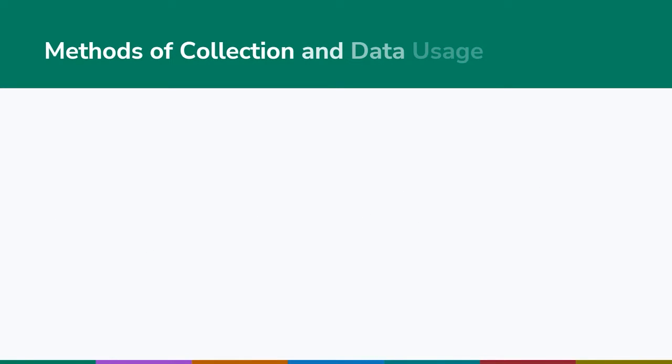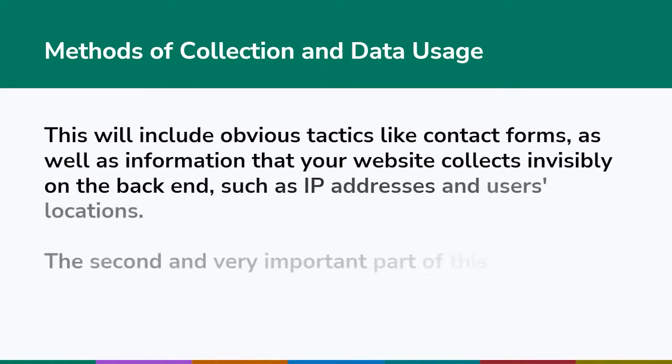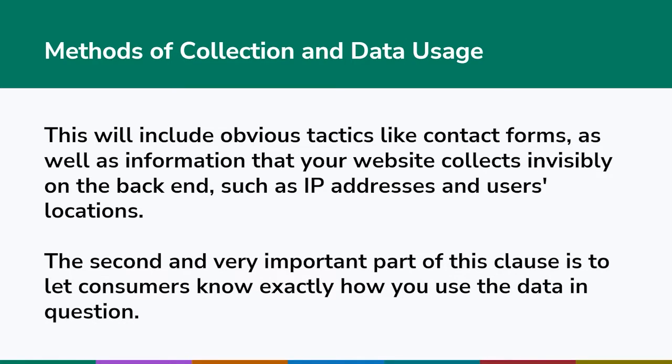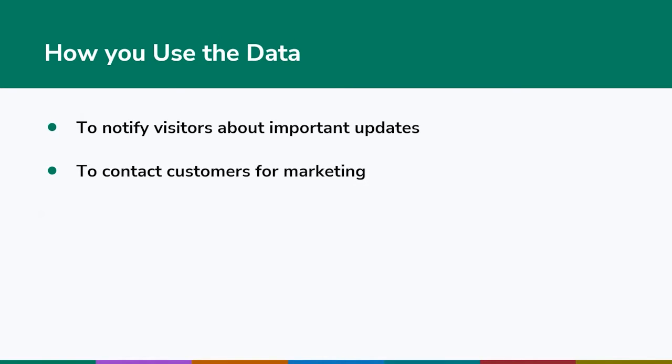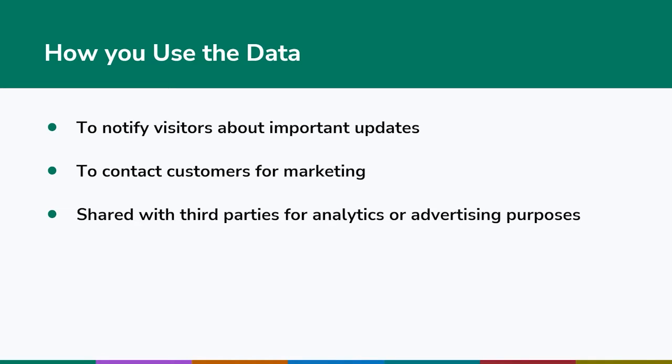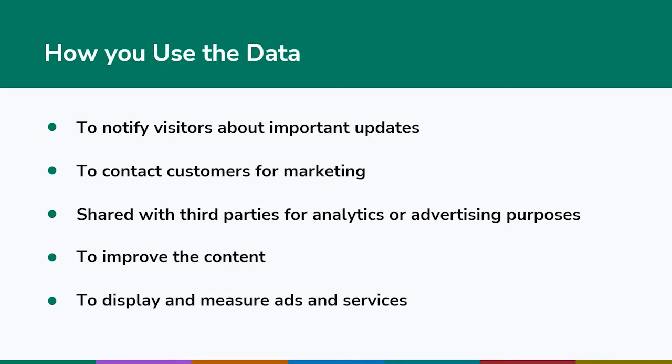Methods of collection and data usage. This will include obvious tactics like contact forms, as well as information that your website collects invisibly on the back end, such as IP addresses and users' location. The second and very important part of this clause is to let consumers know exactly how you use the data in question. Here are a few examples of how personal information might be used in your business. To notify visitors about important updates, to contact customers for marketing, shared with third parties for analytics or advertising purposes, to improve the content, to display and measure ads and services.